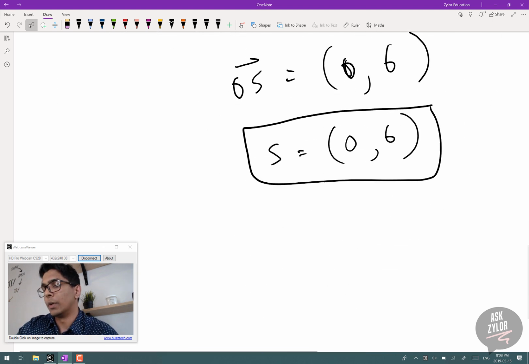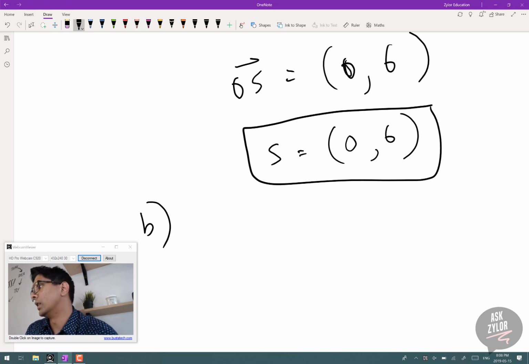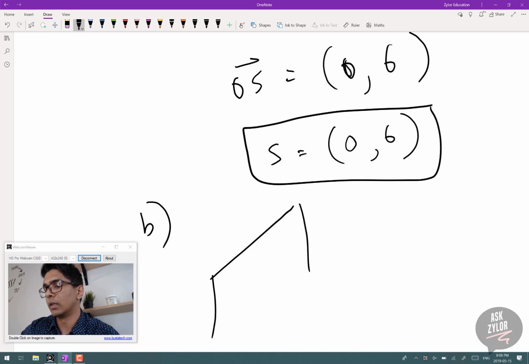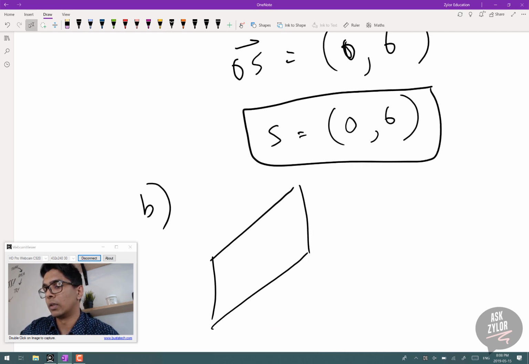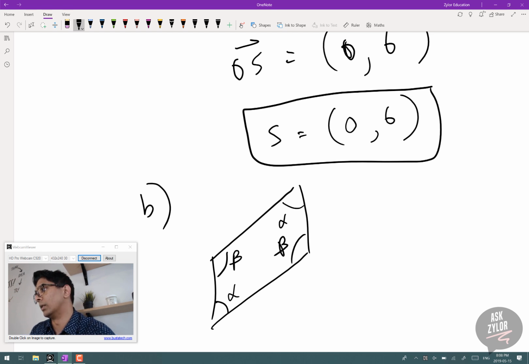So let's move on to part B of the question. We're asked to find the measures of internal angles of the parallelogram to the nearest degree. So the parallelogram is going to look something like this. We have 2 angles. We have the obtuse and the acute. Right? The 2 acute are going to be the same. The obtuses are going to be the same as well. So essentially we need to find two angles.